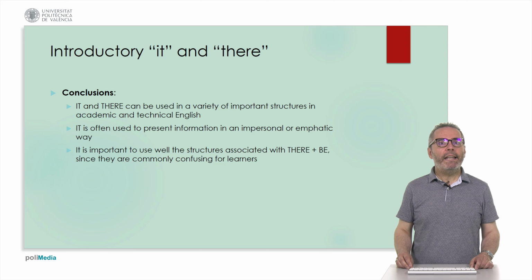As we have seen, it and there can also be used in a variety of important structures as preparatory particles, mainly in academic and technical English, although not only in these cases. It is often used to present information in an impersonal or emphatic way. And it is always important to use these structures well, especially the structures associated with verb plus be, since they are commonly confused by learners. I hope this was useful for you not to confuse these important structures.